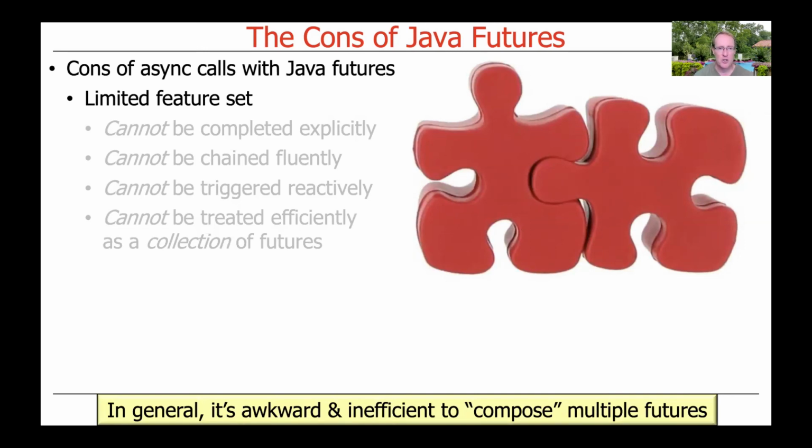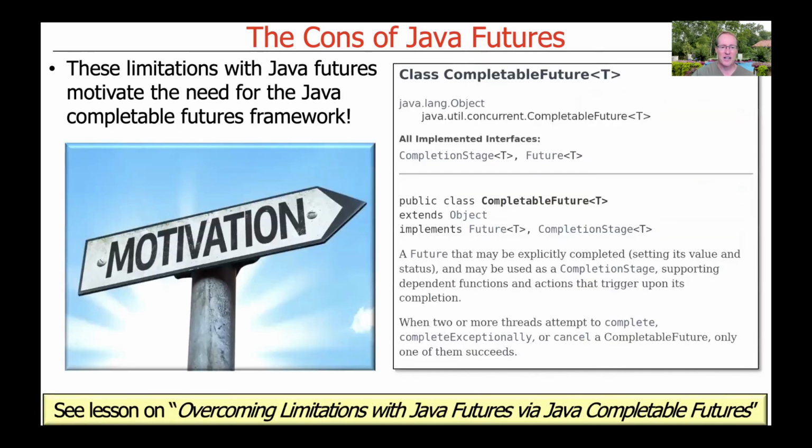It's like trying to put a square peg in a round hole, or trying to fit puzzle pieces together that don't actually fit together. These limitations with traditional Java futures, what I sometimes call classic futures, motivate the need for the Java completable futures framework. And so we're going to talk, when we come back next time, about all the different capabilities that are provided with Java completable futures that overcome these frustrating limitations with classic Java futures.